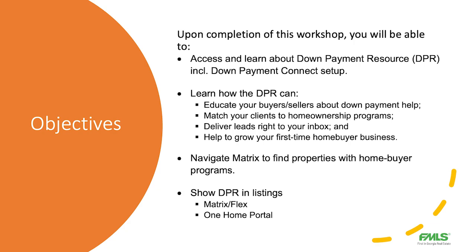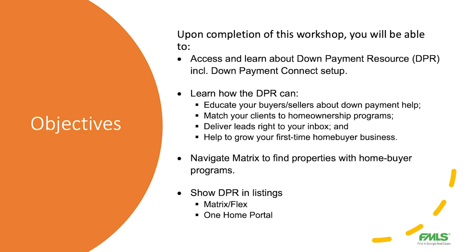So as you can see here from our objectives, we have a few things that we're going to learn today. Obviously, I'm going to show you how to get into the down payment resource system. There are a few different ways that both you and your client can access down payment resource. I'm going to make it known so that you will know exactly how to get into those different programs. Also, I'll show you exactly what the system will do for you, and how you can educate your buyers and your sellers about the down payment help. If you want to match up your homeowners to different programs that are available for them, the system will allow you to do that, and you can send it right to their inbox. It's as simple as just sending off an email. So very simple to get it over to your buyers.